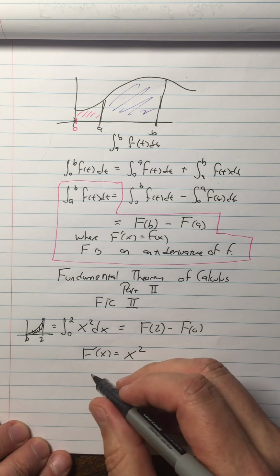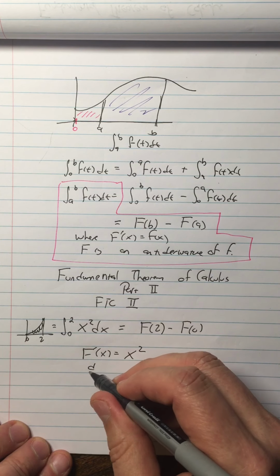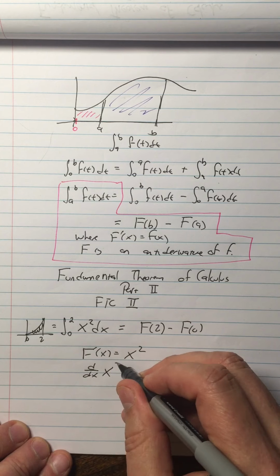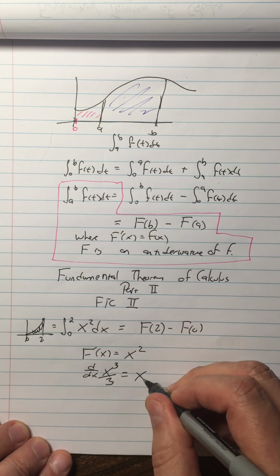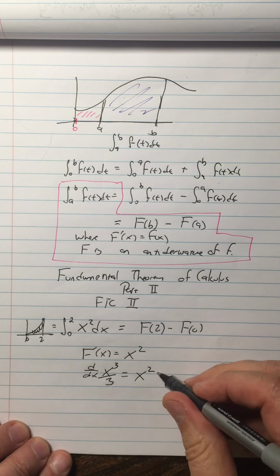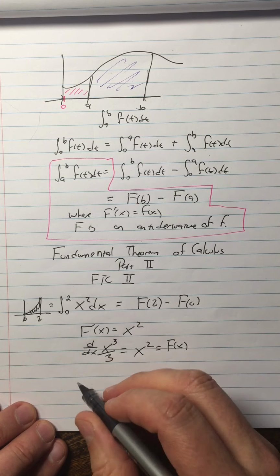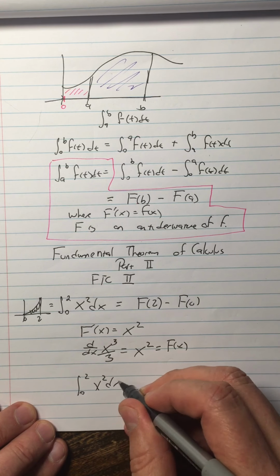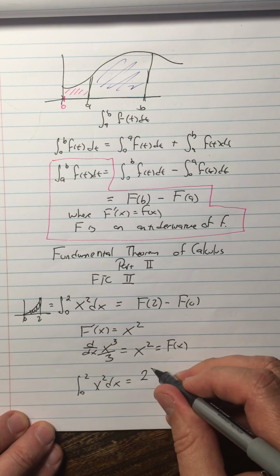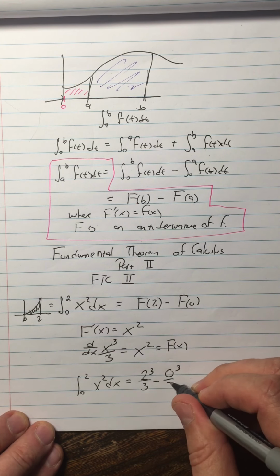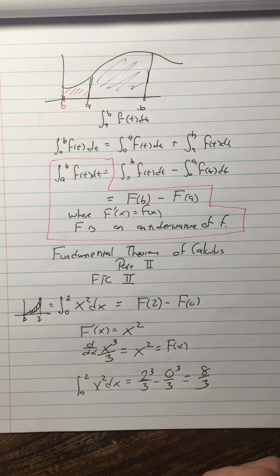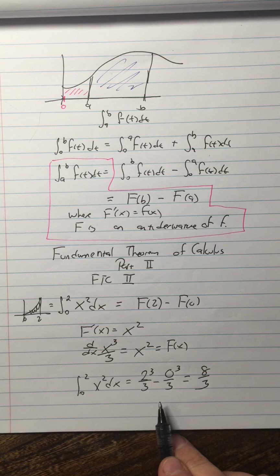Well, the derivative of x cubed over 3 is equal to x squared. So that's our capital F for this problem. That means my integral from 0 to 2 of x squared dx is equal to 2 cubed over 3 minus 0 cubed over 3, once again 8/3. This is the quick way to get this integral, but we can make it even better, so that's what we're going to do next. We're going to generalize this to other functions and see how we can quickly get these antiderivatives.